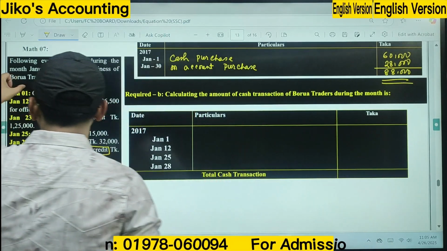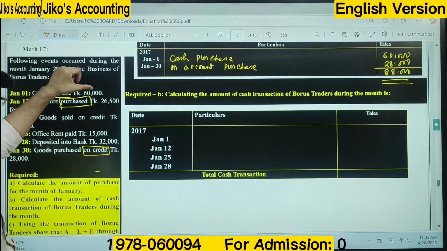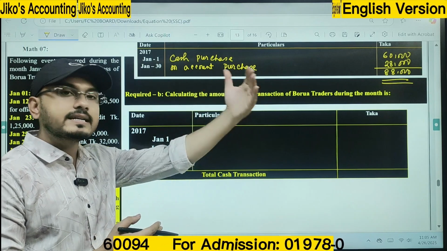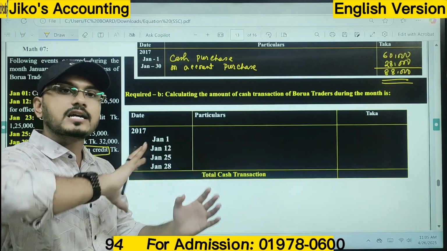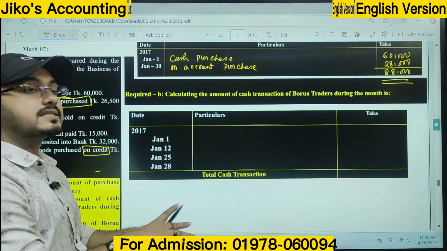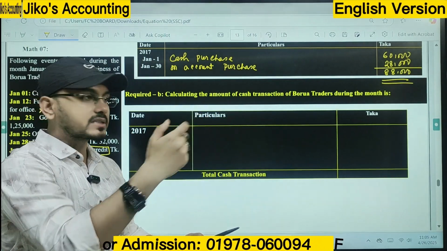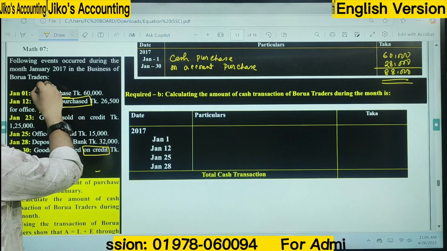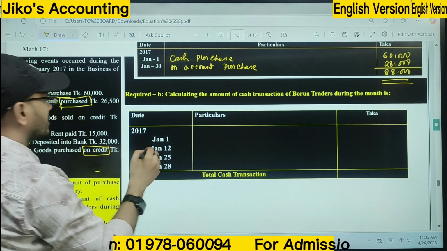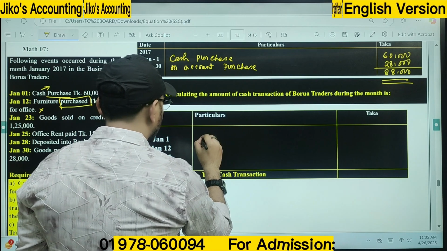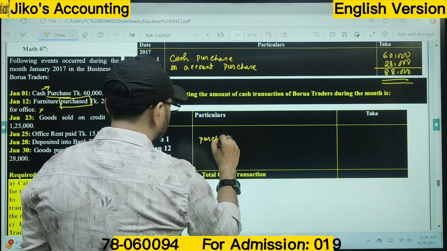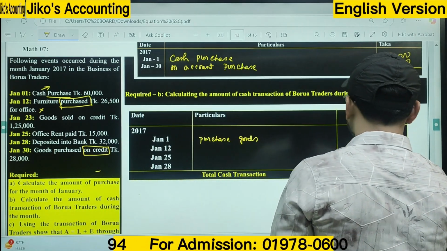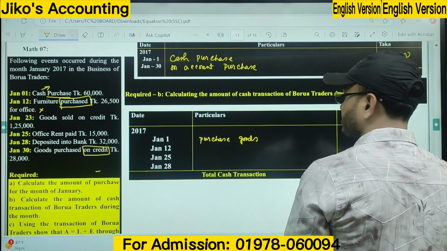You can see here, January 1st, cash purchase. Because of this purchase, how about my cash situation? Cash increased or cash decreased? That means cash inflow or cash outflow of the business. It indicates the cash outflow, because of purchasing goods I have to pay money. As it's a cash transaction, it should be included here. So January 1st, purchase goods. What is the amount here, sir? 60,000. The first one is done.